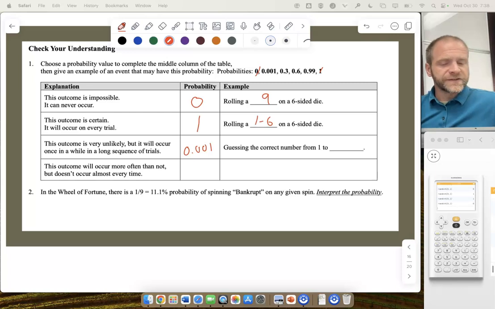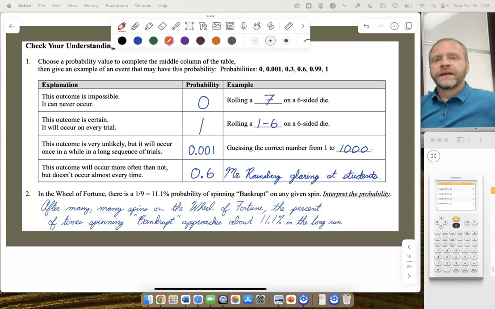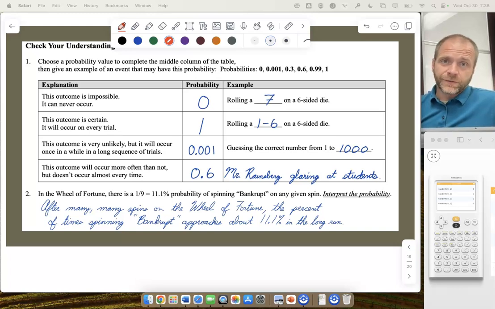So when we're looking through this, here's what I have. For the 0.001, that's really like guessing the number properly, 1 out of 1,000. You have a 1 out of 1,000 chance, a 0.001 probability. A little bit more than half is going to be 0.6. That's Mr. Rainsberg glaring at students. That's probably going to occur more often than not.